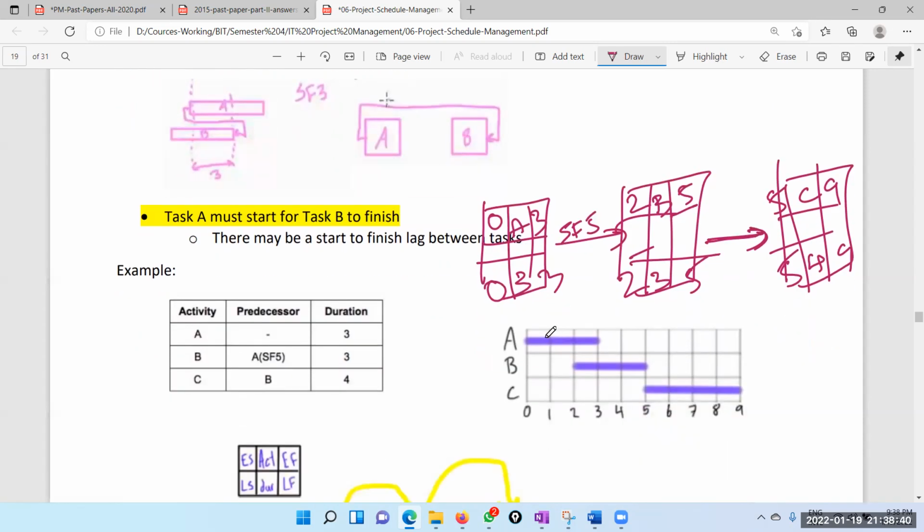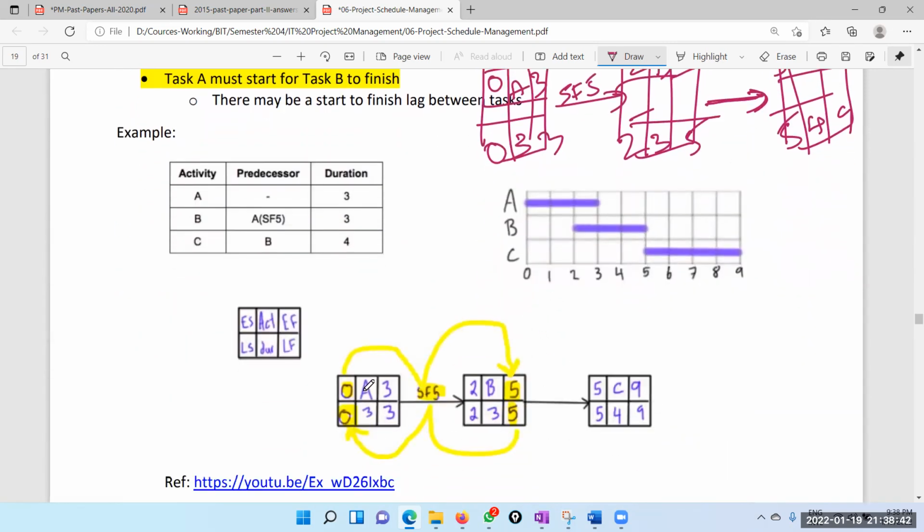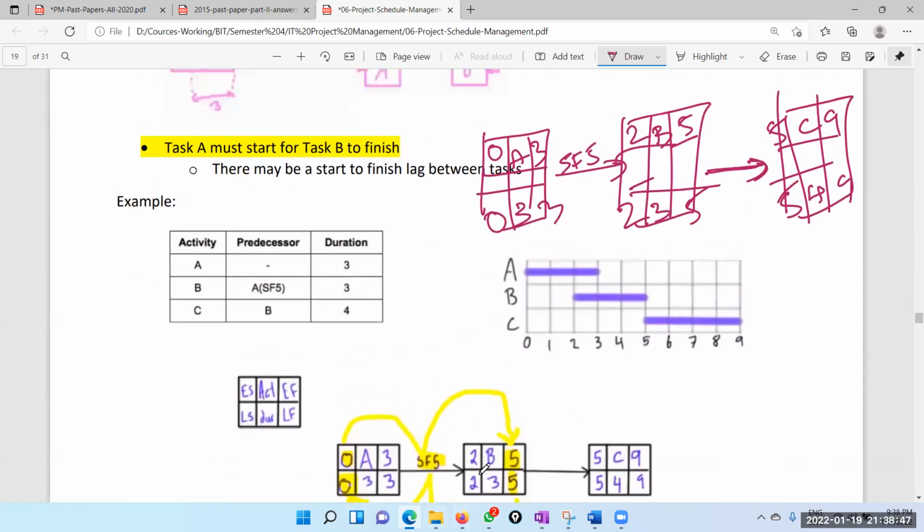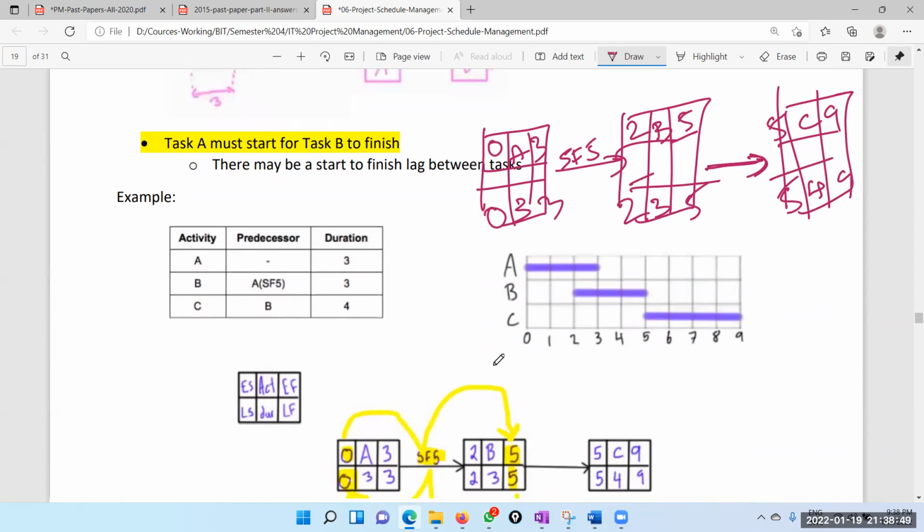It takes 9 days, okay? 0, 0, 3, 3, 2, 2, 5, 5, 9 and 5, 5, 9, 9.